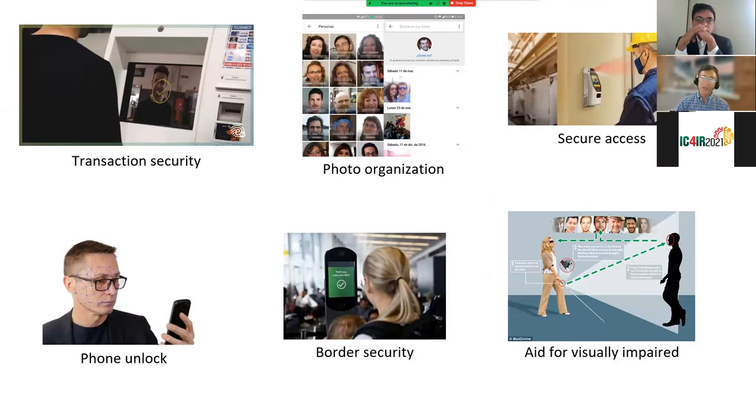So here are just some examples of useful applications, things like secure access to buildings and locations, transaction security, organizing photos, unlocking your cell phone, border security, aids for visually impaired, and lots of things of various size, little things, medium-sized things, and even some very large things.